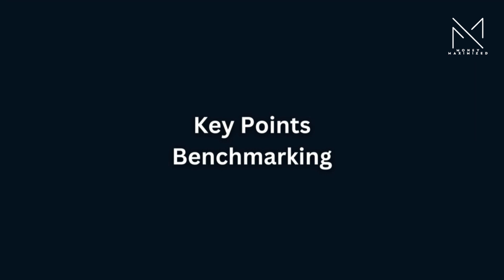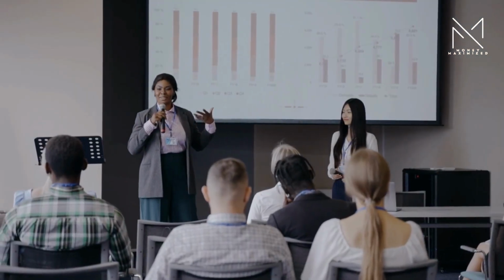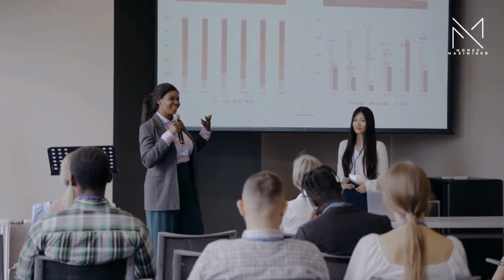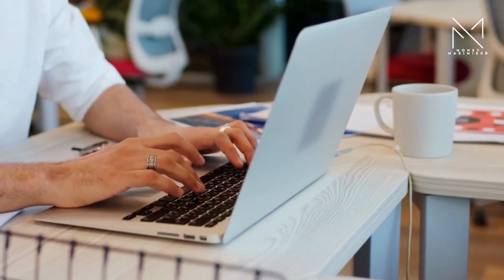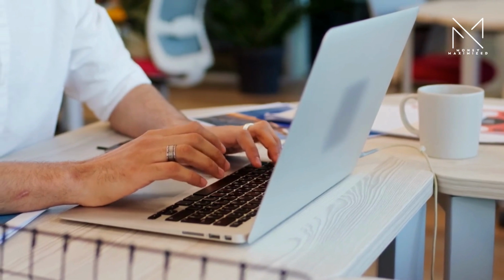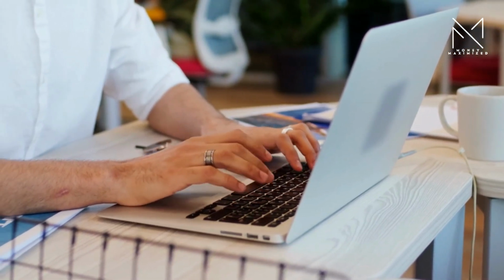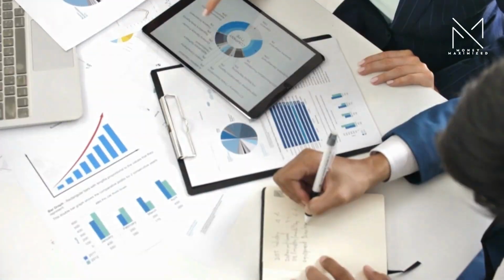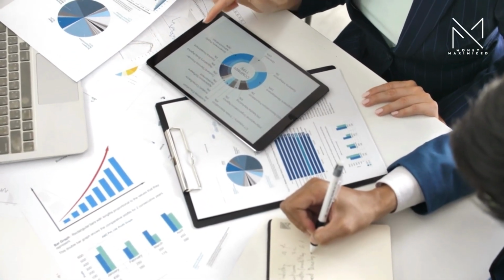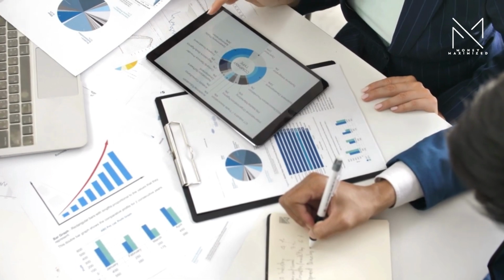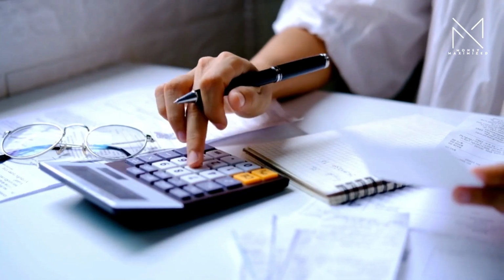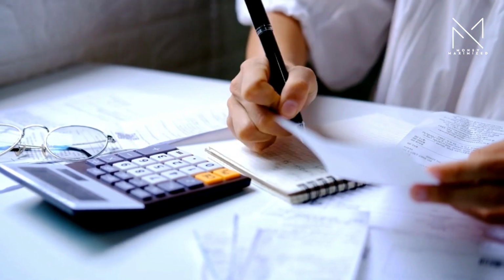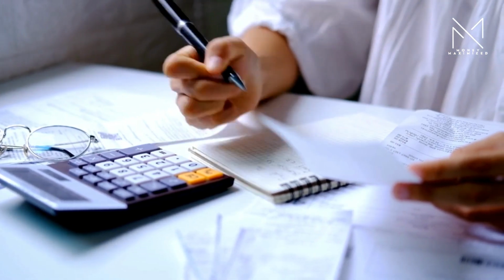Key points. Benchmarking. The expense-to-income ratio can be used for benchmarking and comparing a company's efficiency with industry peers. Different industries may have varying expense structures, so it's important to consider industry norms when interpreting the ratio. Cost control. Companies often focus on lowering their expense-to-income ratio as a cost control measure. By reducing operating expenses while maintaining or growing income, a company can improve its profitability.